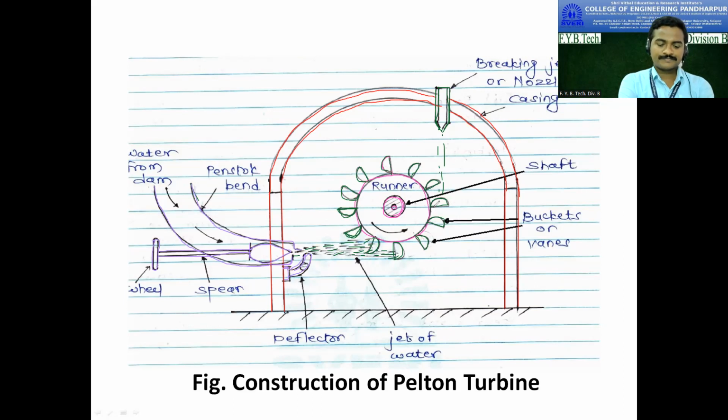Next line, note: this turbine is used for high head condition. High head condition, normally up to 500 meter. Okay, so this is about the Pelton turbine, or it is also called an impulse turbine.